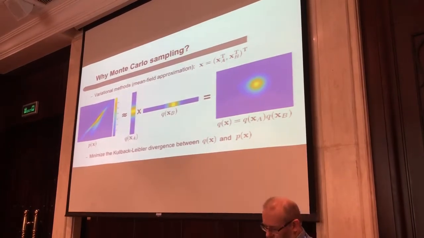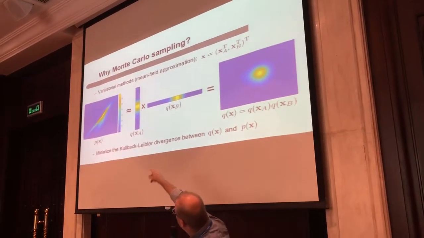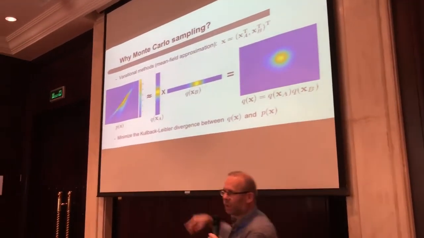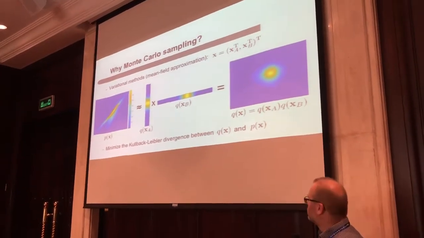I think you can already see what the problem is: if you have strong dependencies across the variables, that's exactly what you don't model. So it's kind of an impossible task.